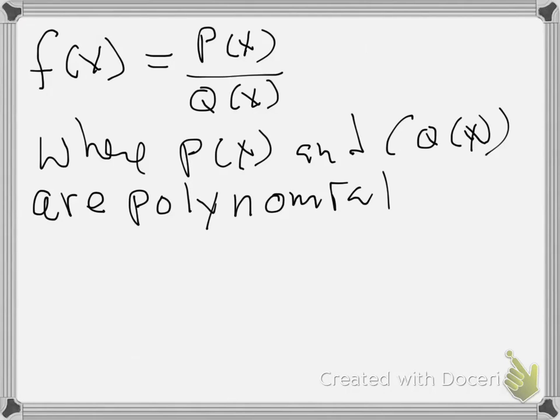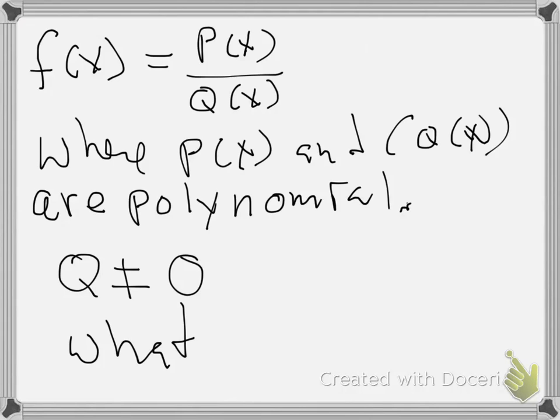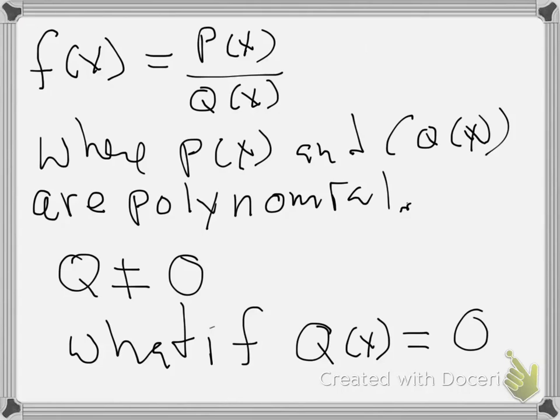Now, a polynomial usually has a domain of all real numbers. However, we're going to exclude any numbers that make q of x equal to 0. Right? We don't want to divide by 0. However, sometimes it's interesting to wonder, what if q of x equaled 0? Well, we'd have something called a point of discontinuity.